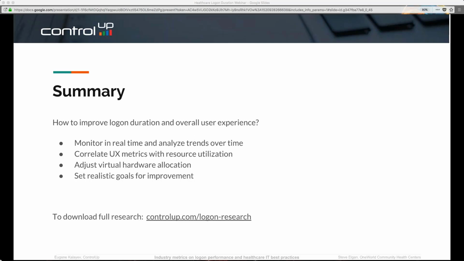The second tip, or the second direction I think is important to consider, is correlating the user experience metrics, for example logon duration, application load time, and other things related to the user's experience, with the actual infrastructure and resource utilization. If you can get to a point where you have a single pane of glass which shows you those hypervisor metrics and the user experience metrics together, that's ideal.